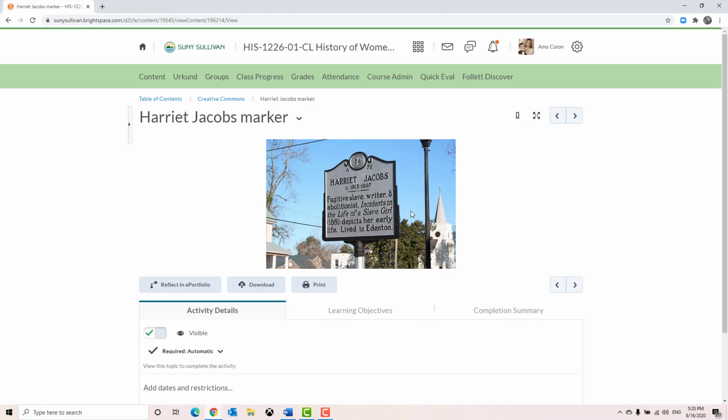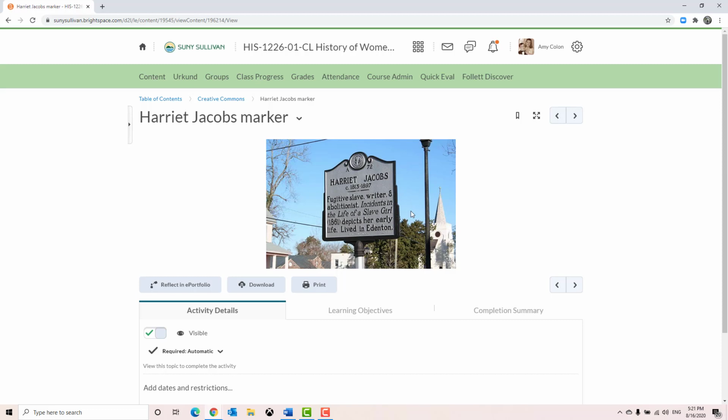So even though Harriet was having children with her lover, her boyfriend, who was free, that didn't matter. Her children were owned by Dr. Norcom. And so she was terrified that he was going to sell her children away from her. So she ran away in 1835. And she hides in the home of her grandmother, who was a freed slave. And she hid for several years in the attic.